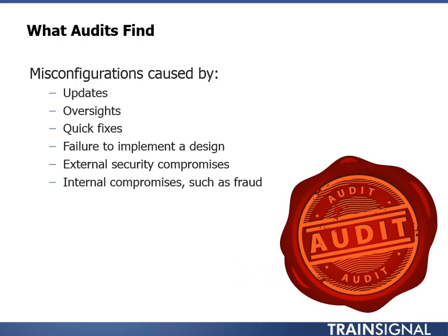And here's what audits typically find in my experience. They find misconfigurations caused by updates. In other words, you can apply an update in good faith and think that you're making the world a better place and that you're making the system more secure, but that update might actually change a setting for the worse, and an audit will find that. It also finds oversights. People were supposed to set this and this up, and they simply forgot. Happens, we're human. It finds quick fixes, like I described, where the administrator turned off the guy's firewall to fix a problem and then forgot to turn it back on.